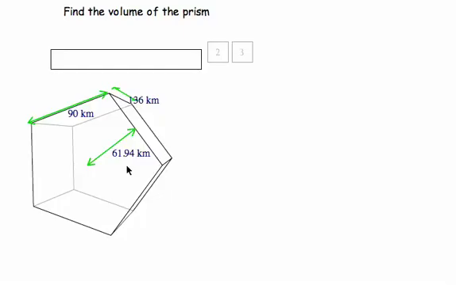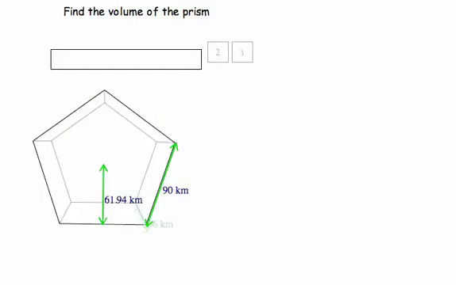Hold on. All right, I've rotated the shape so we have the base of one of the triangular faces being perpendicular to the height of one of the triangular faces. Now all these sides, these are regular polygons, so all these sides are the same length, so in this case 90 kilometers. And the height of one of the triangular faces is going to be 61.94.